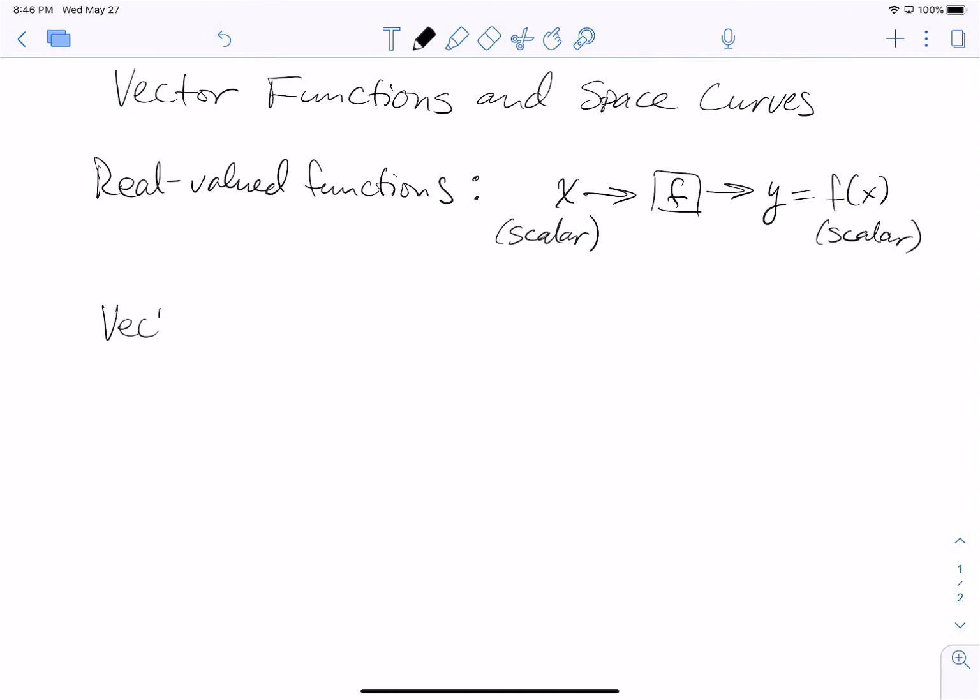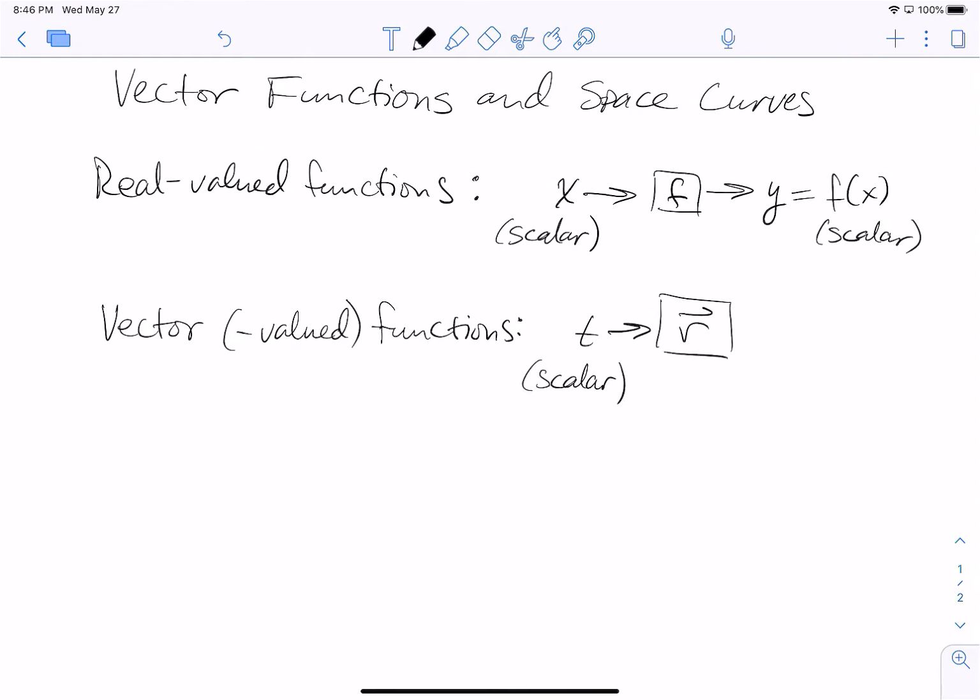In the case of a vector function, the input is still a real number or a scalar. The function itself is a vector and so has vector notation. The output is a vector, say r of t, and this is a key difference between a real valued function and a vector valued function. The inputs resemble each other, the outputs do not.